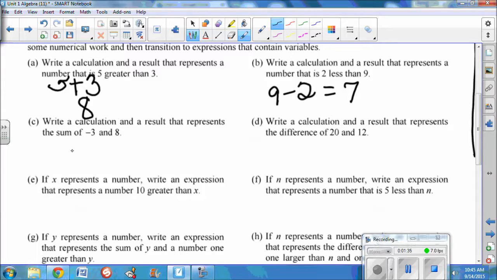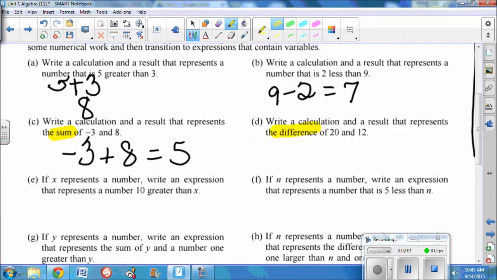This one says, write a calculation and a result that represents the sum of negative 3 and 8. So that key word, sum. We have negative 3 plus 8, and the result could be 5. Write a calculation and a result that represents the difference. Our key phrase, difference. We know that to mean subtraction. 20 minus 12, which is 8.